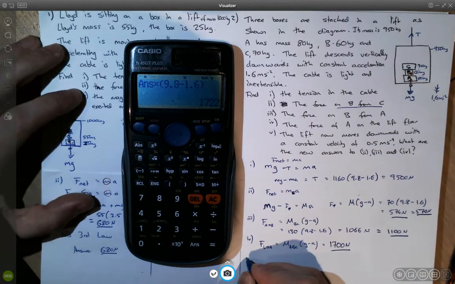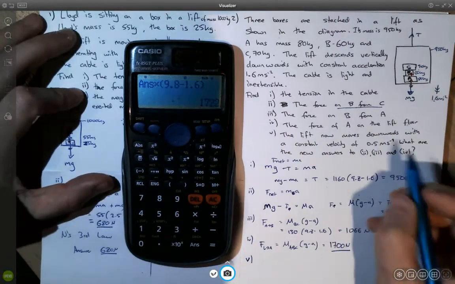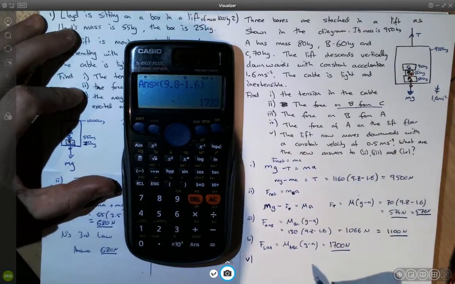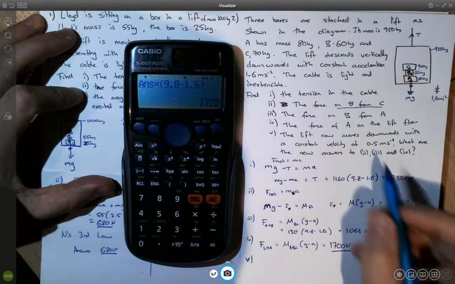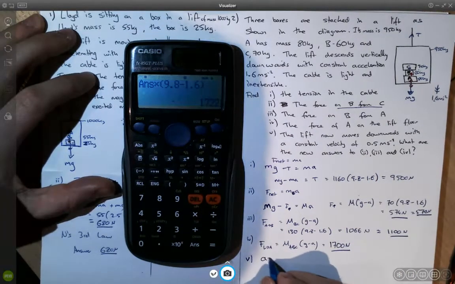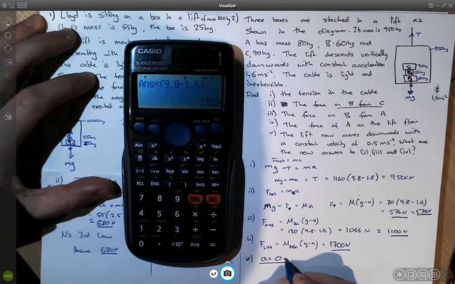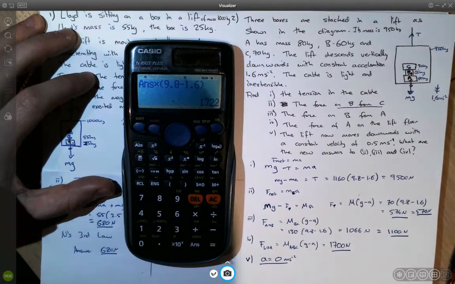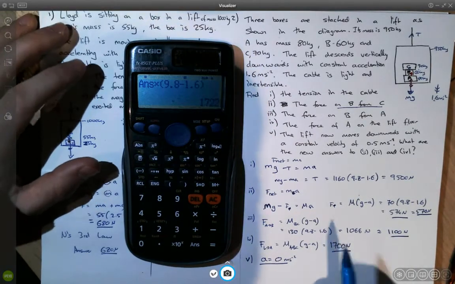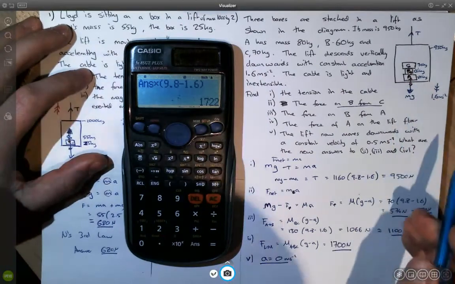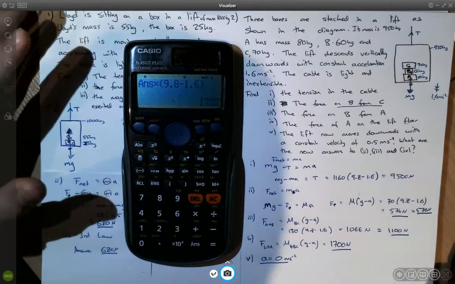And then finally, in part 5, we're now at a constant velocity of 0.5 meters per second. What are the new answers? So now we're at a constant velocity, so a is 0. So these answers simply just become the weight. We can imagine it's stationary. And if it was stationary, it would be a really, really easy problem to solve.